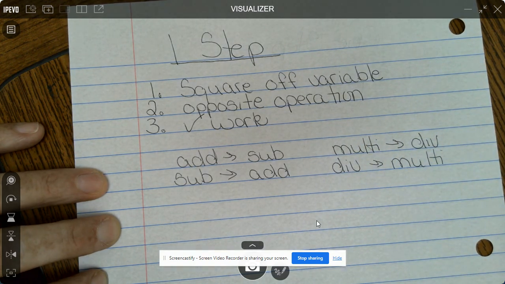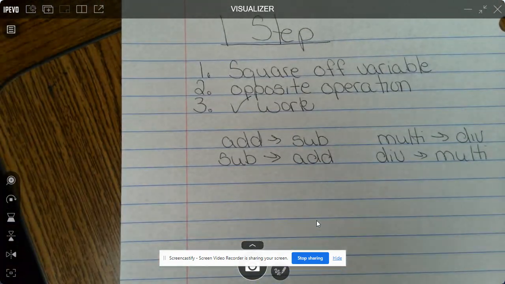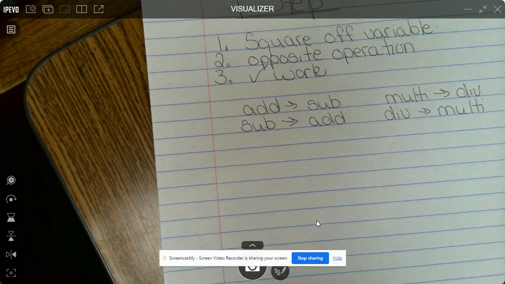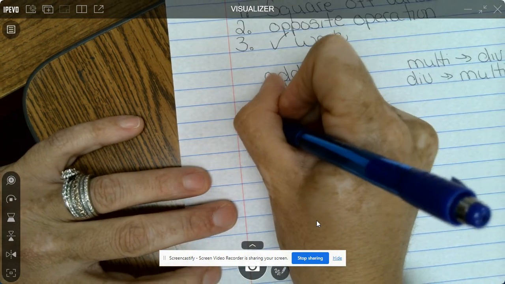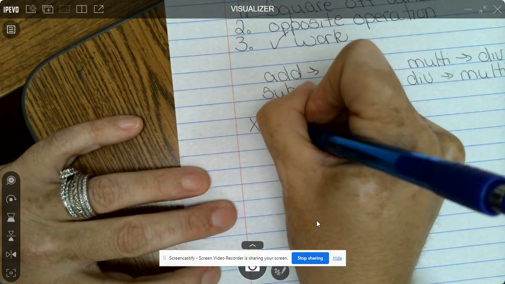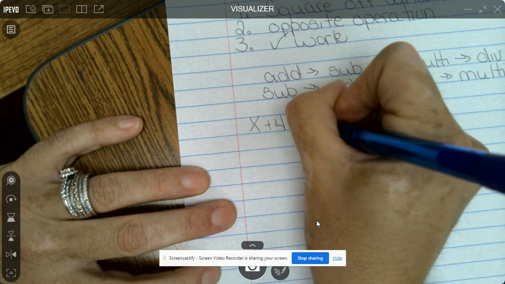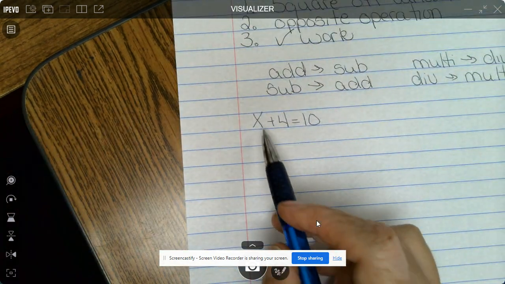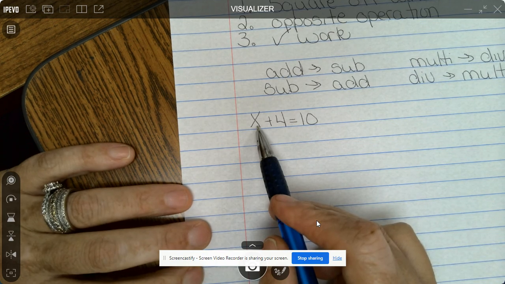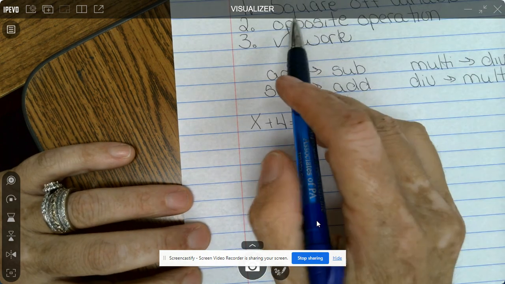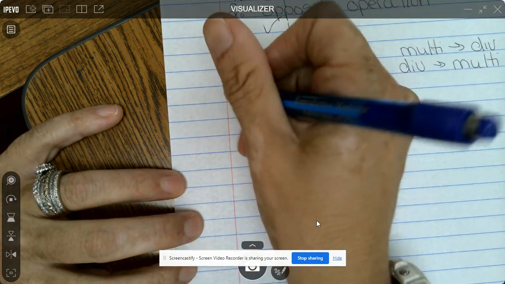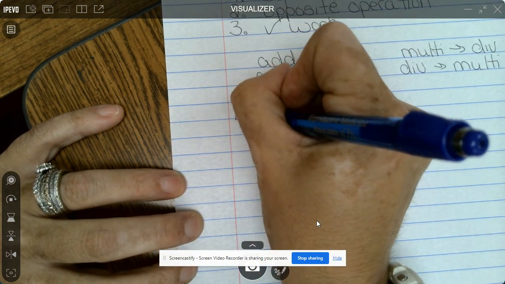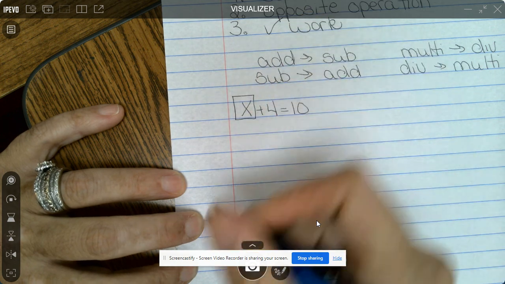Now you're saying, Ms. Puente, I am so lost. I don't understand what you're talking about. Can we break something down? Sure, let's look at this. If we have x plus 4 and it equals 10, our ultimate goal is to find out what x is. So we're going to start off by following our rules, which is to square off your variable. So x is by itself, so we're just going to go ahead and square this off.